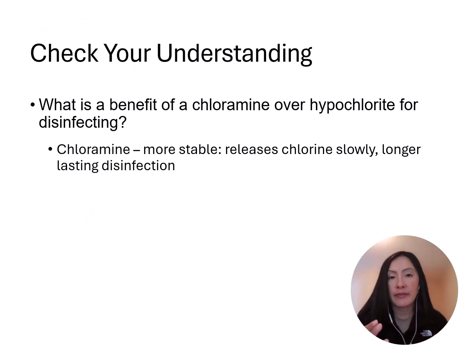What is a benefit of chloramine over hypochlorite for disinfecting? Chloramines release chlorine slowly and steadily, providing longer lasting disinfection. Overall, they're more stable. They produce fewer irritating fumes than hypochlorite like bleach. And chloramines are commonly used to maintain residual disinfectant levels in our drinking water.